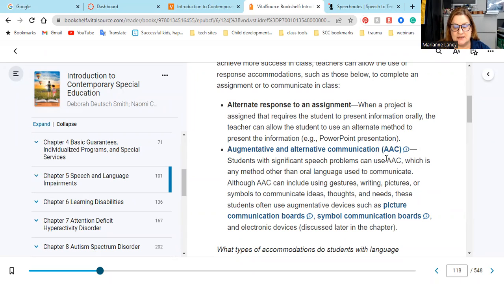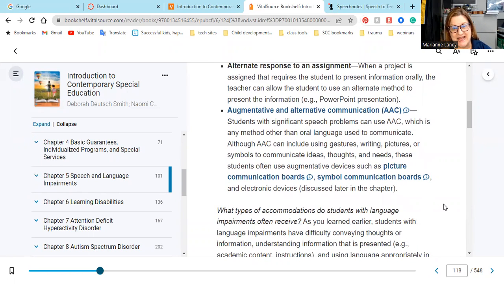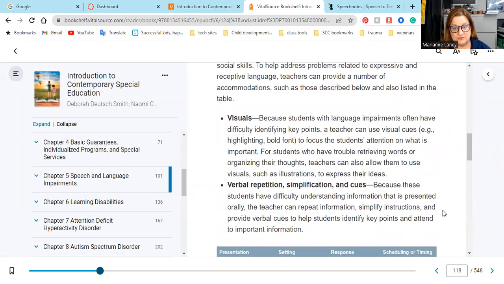AAC is something you're going to see here in our class, one of the millions of acronyms, but AAC is augmentative and alternative communication. You can have an iPad with Proloquo on it, or some speech to text to speech, and communication boards. These are a little bit older. Communication boards are symbol communication boards like PECS, where you see a picture and the student points to it. That's absolutely okay. It just depends on what kind of speech and language issue they have. Visuals are always great. Most creatures are visual, like most animals are, like we are. Repetition, simplification, and cues.